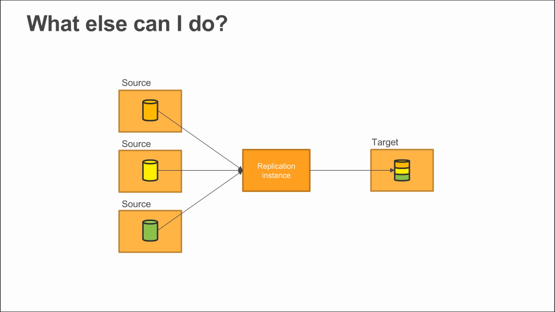So we've talked about moving data. Obviously, the particular scenario we're going to talk about today is shard consolidation. Lots of people have done it in the past. Basically, you've got your multiple sources here, funneling all through the replication instance to the single target.